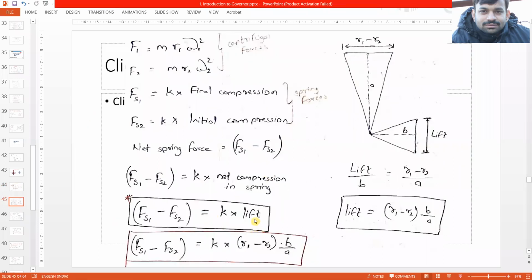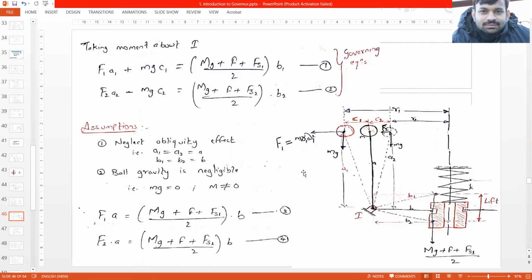And the lift would be proportional to, see from here, this lift divided by this. According to similar triangle properties, the lift, that is this distance, divided by its central distance B, is equal to R1 minus R2 divided by this central distance A. So the lift becomes R1 minus R2 into B by A. So we have substituted lift equals R1 minus R2 into B by A. So the difference in spring force is equal to K multiplied by R1 minus R2 into B by A. So we can use this expression for these forces.